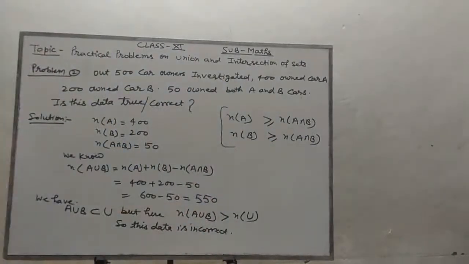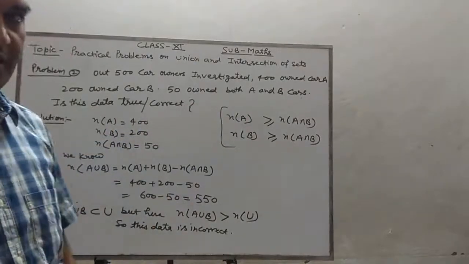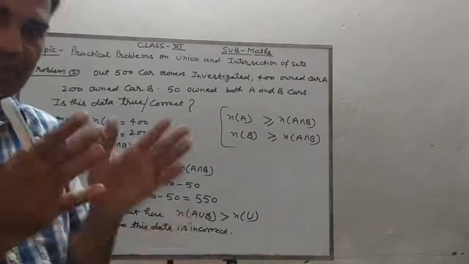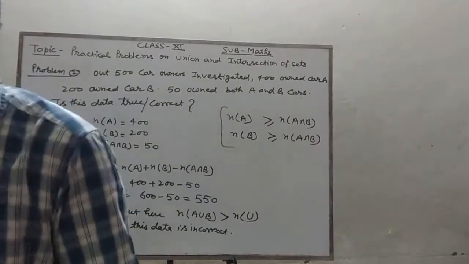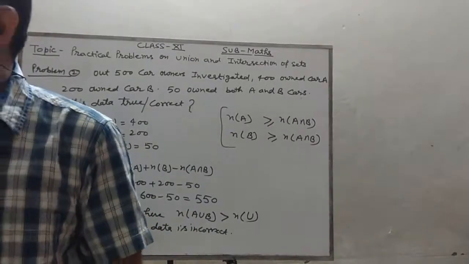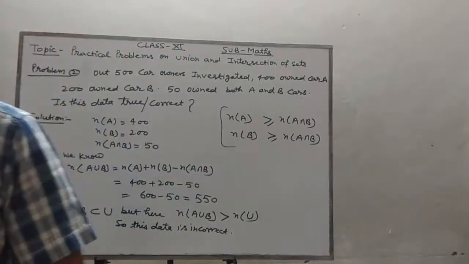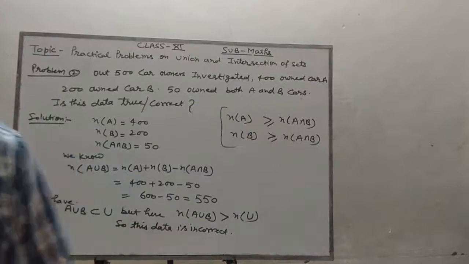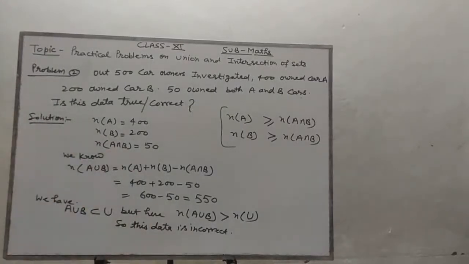That intersection cannot be greater than any set. It may be equal to that set. When A and B are two sets and these sets are equal, then their intersection is also equal. But in the other cases, intersection will always be less than this. Okay? So this was the problem which we were telling about the result.